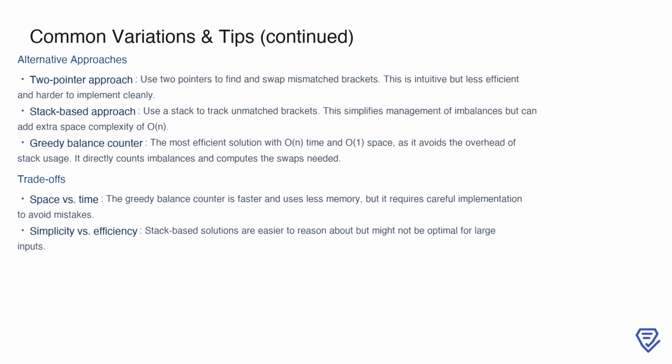Finally, let's explore some alternative approaches and their trade-offs. One method is the two-pointer approach, which involves identifying and swapping mismatched brackets. While intuitive, this method is less efficient and can be challenging to implement cleanly. Another option is the stack-based approach, where a stack is used to track unmatched brackets. This simplifies the process of managing imbalances, but it comes with an additional space complexity of O(n). The most efficient solution is the greedy balance counter approach, which operates in O(n) time and O(1) space. By directly counting imbalances and calculating the required swaps, it avoids the overhead associated with stack usage.